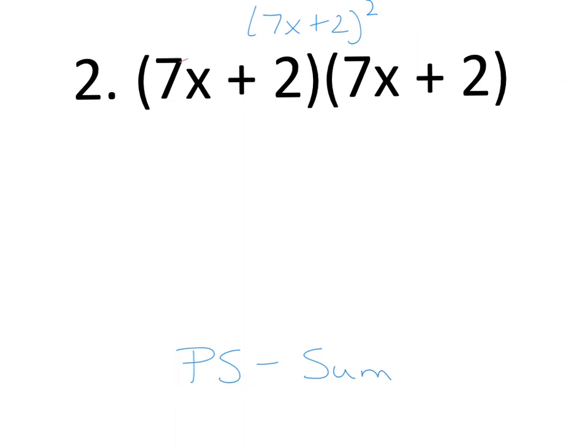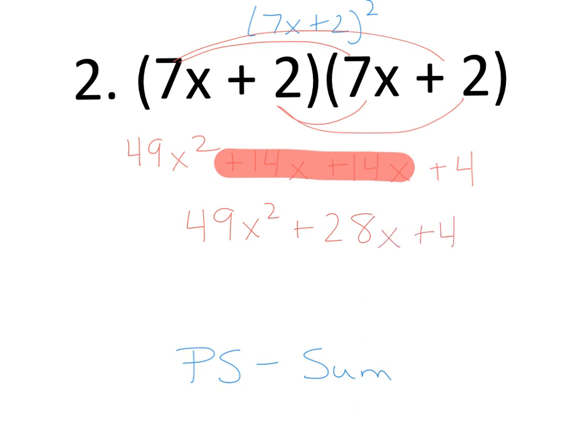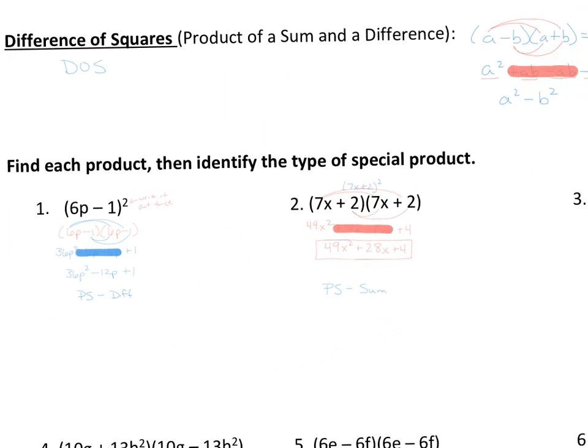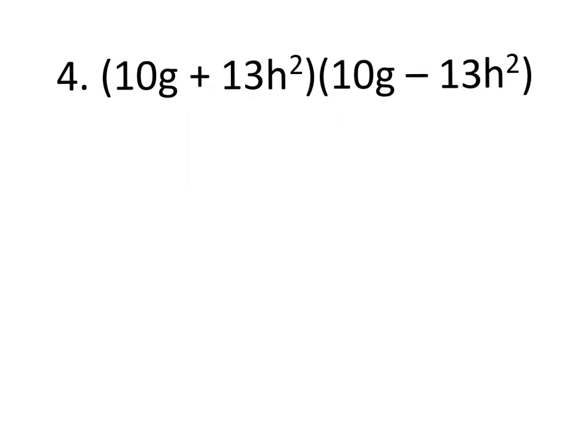All right, so now I'm going to go ahead and FOIL it. So I'm going to get 49x squared plus 14x plus 14x and plus 4. Again, go ahead and combine the middle here. And so you're going to get 49x squared, 14 plus 14 is 28x, plus 4. Okay. All right. We're going to actually skip number 3. We're going to come back to that here in just a second. And I actually want you to drop down and look at number 4. And the reason I picked number 4 is because there's a lot of letters here, and we need to make sure that we're doing it correctly.